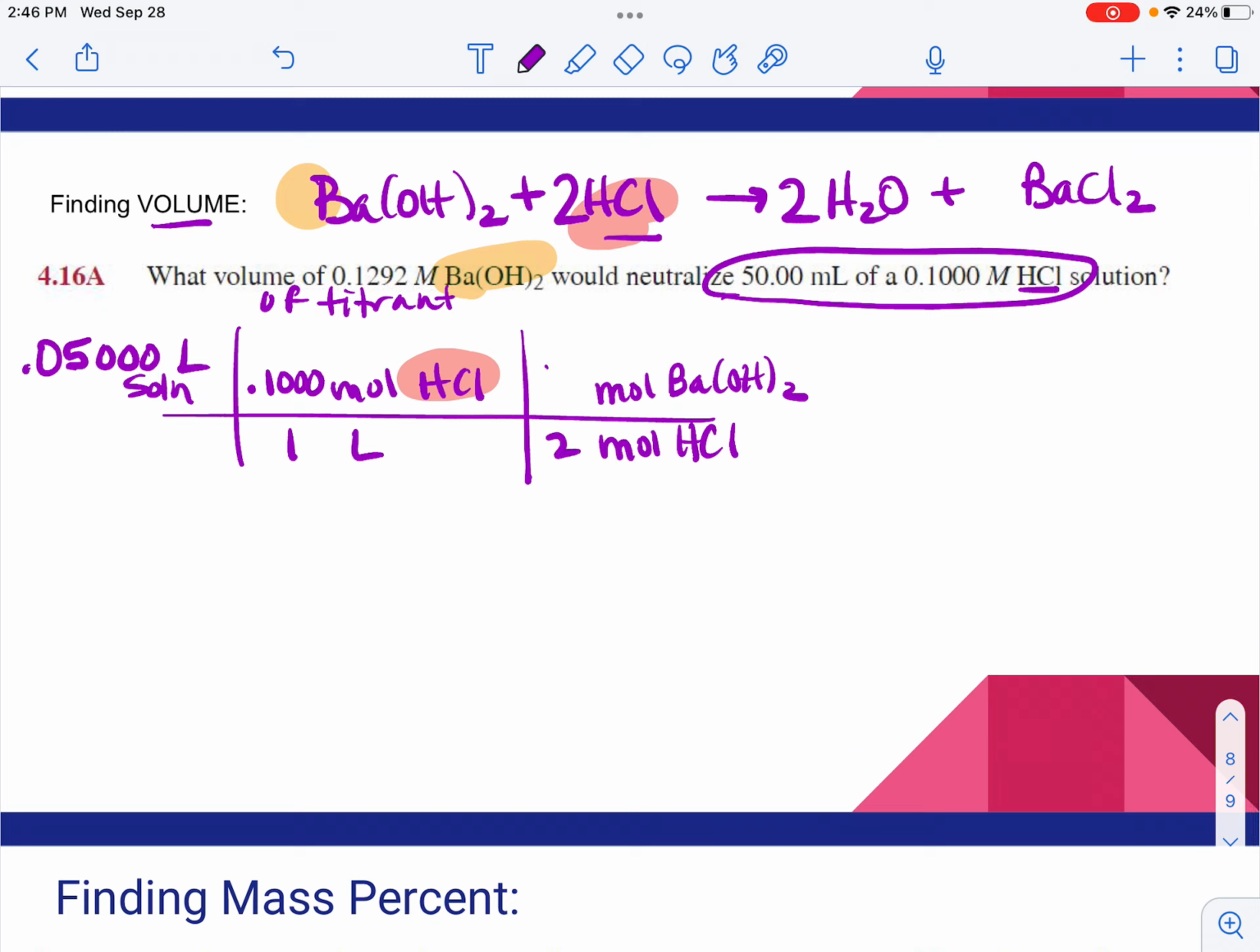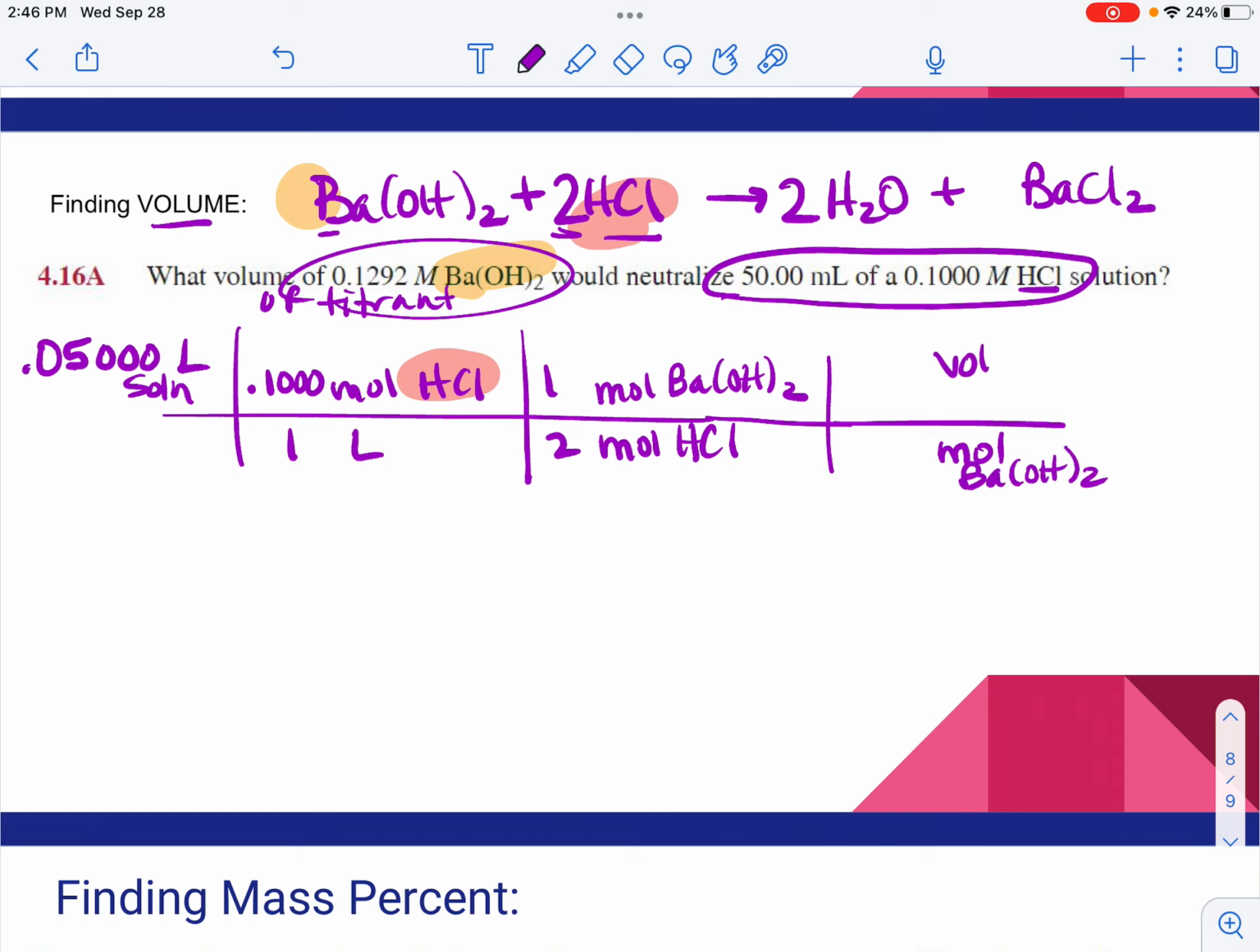So this is moles of HCl to moles of barium hydroxide: 2 moles of HCl for 1 mole of barium hydroxide, from the coefficients in the equation. And I want the volume of that. Since I have moles, I can use the molarity to get to volume. That means moles of barium hydroxide are on the bottom, and volume of solution in liters on the top. This would be from the molarity, 0.1292 moles for every 1 liter.